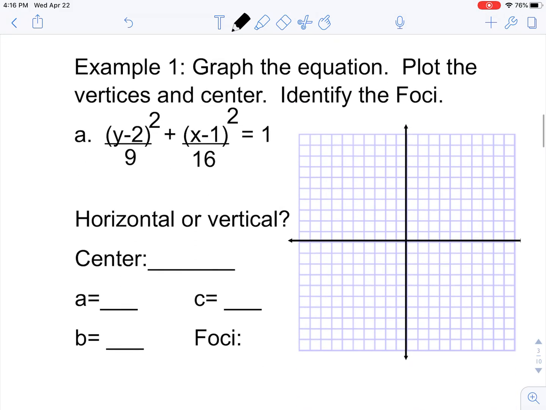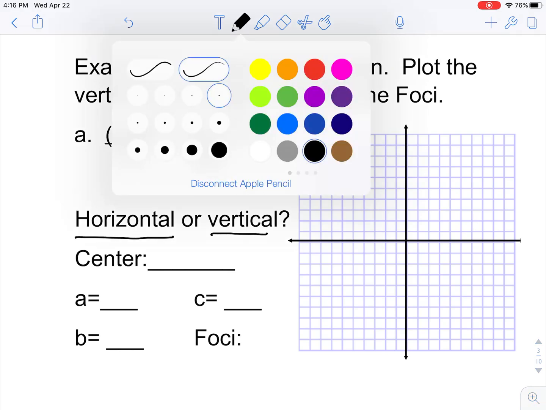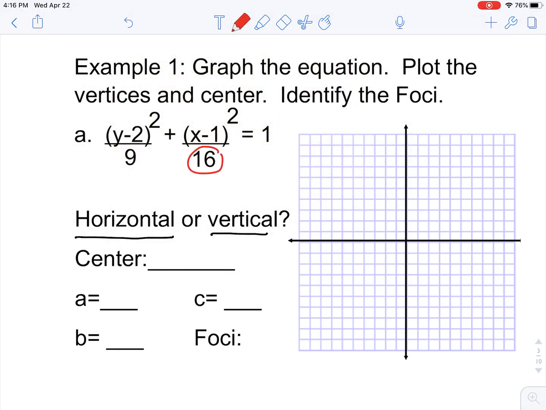Okay, if we want to graph a couple of equations and identify those key points, start with determining whether the equation is going to be opening horizontally or vertically. And remember, that's based on where the larger number is. Since the larger number is below the X, and notice the order can change, that's okay, this one is going to be opening horizontally, just like the X-axis.